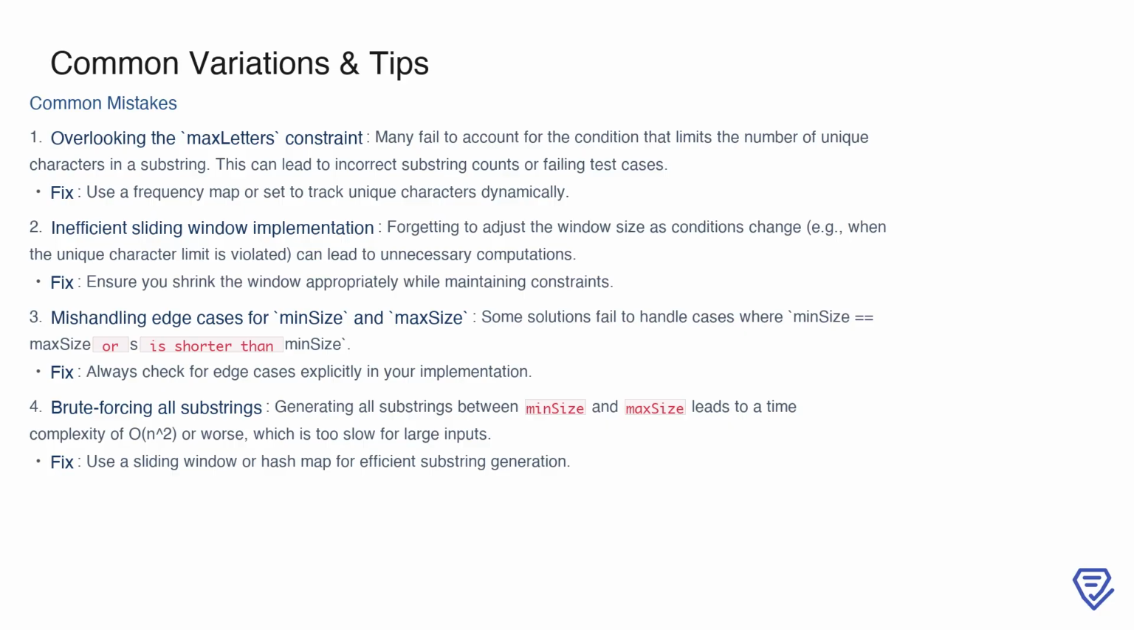Lastly, brute forcing all substrings between min size and max size can result in a time complexity of n squared, or worse, which is inefficient for larger inputs. Instead, rely on sliding windows or hash maps to generate substrings more efficiently.